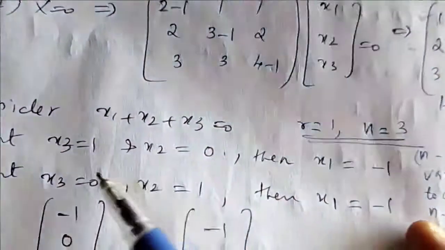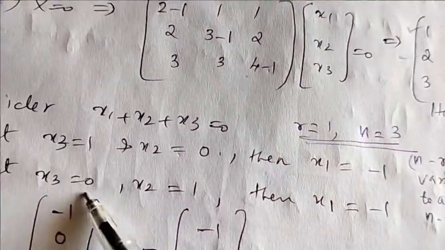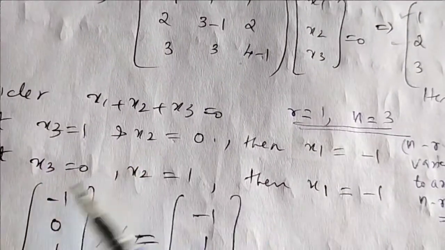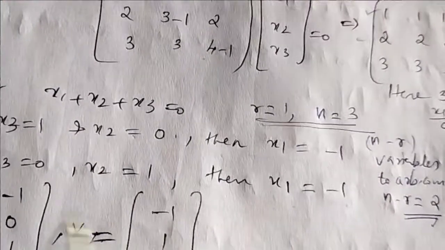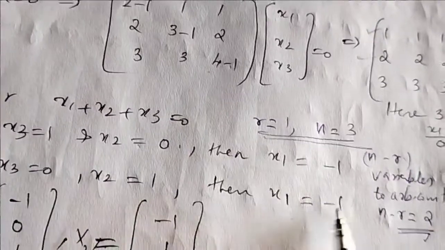So for that, put x3 1 and x2 0, so x1 is minus 1. Similarly, in the next case, x3 0 and x2 1, that is the inverse process. Here x3 is 1 and x2 is 0; there x3 is 0 and x2 is 1. So x1 will be minus 1. So which are the eigenvectors? First one is minus 1, 0, 1. Second one is minus 1, 1, 0. These two vectors are linearly independent; there is no relation between them. These are the two eigenvectors for lambda equal to 1.